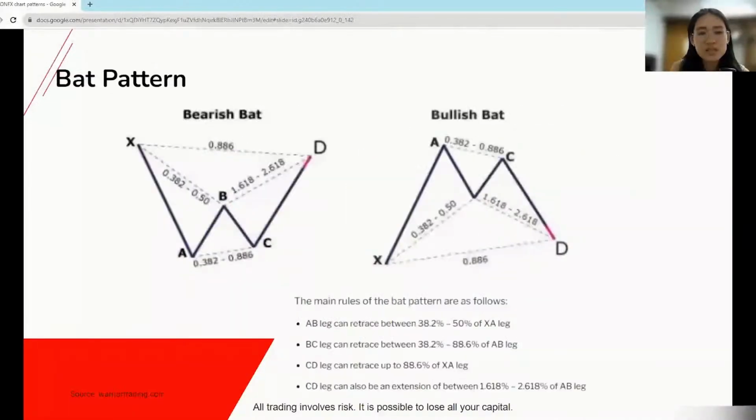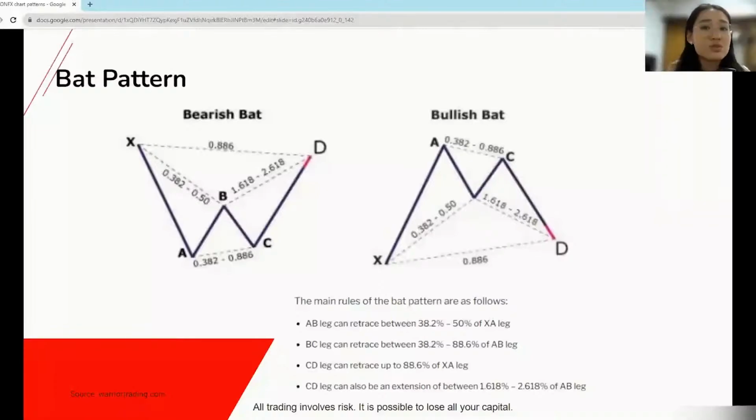Okay. Next, let's take a look at the bat pattern. So this is considered the most accurate pattern. And you can see once again it's pretty similar to your W and M patterns. Okay, just with a couple more Fibonacci levels to take note of.